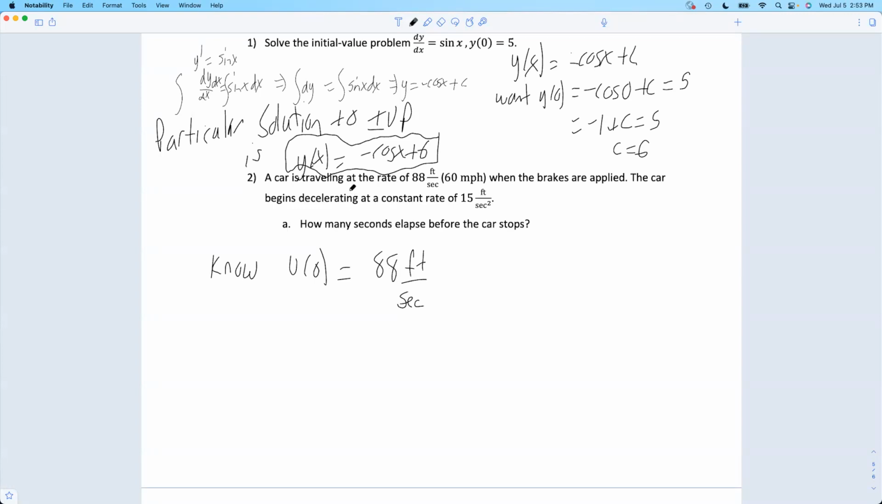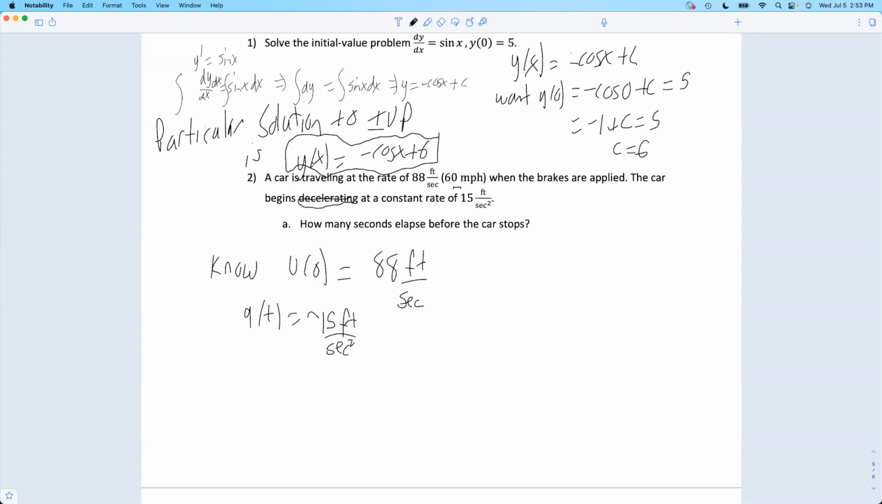I hate that word, by the way. That's not a real physics word. In your physics class, you will not use the word decelerating. You'll say you're accelerating at a negative rate. When you're slowing down, we're not going to use the word decelerating. Our acceleration is negative in this particular case. So my acceleration is just a constant of negative 15 feet per second squared. I want to know how many seconds elapses until the car stops.